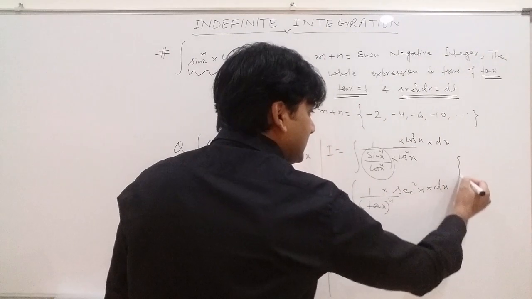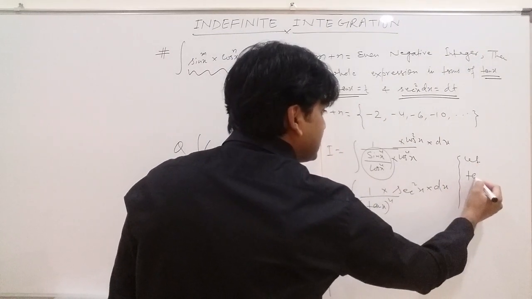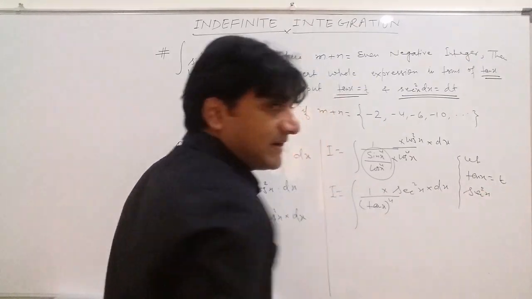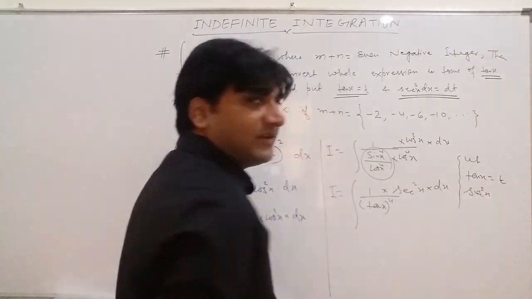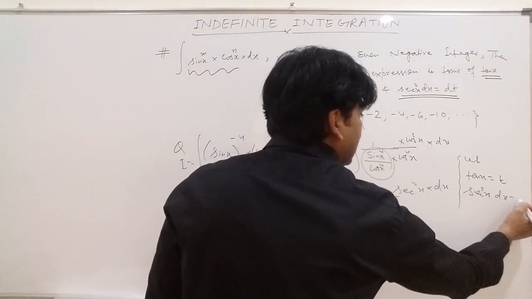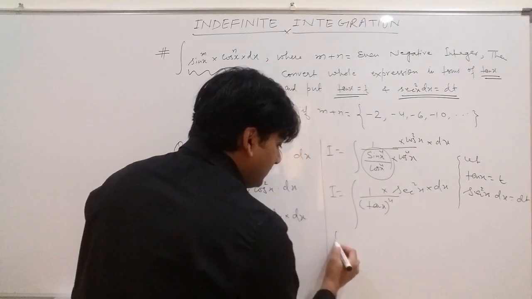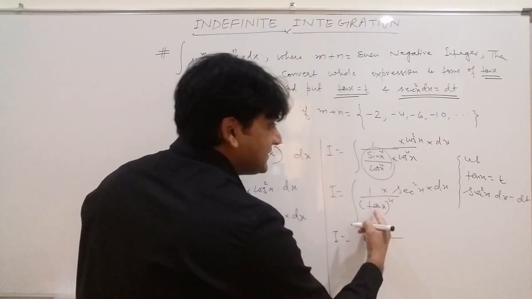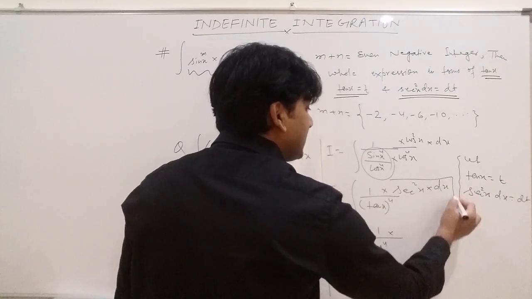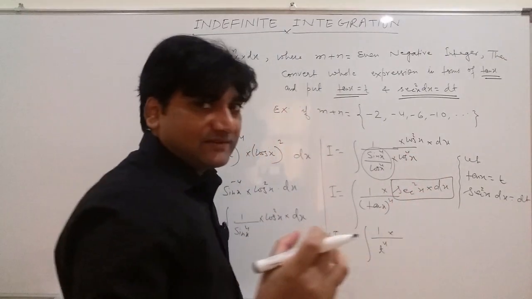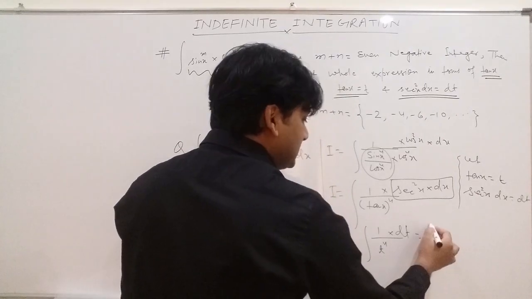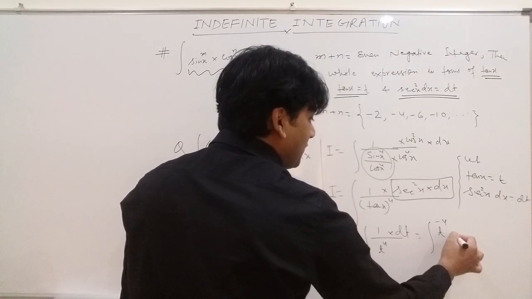So here let tan x be t, then differentiate both sides. When you differentiate, the derivative of tan is sec square and x is dx, and then this is dt. So now it became 1 over tan x, which was t, so this is t raised to 4 times this sec square x dx, right? This whole expression, sec square x dx, you can convert by dt. So now we got t raised to minus 4 dt.